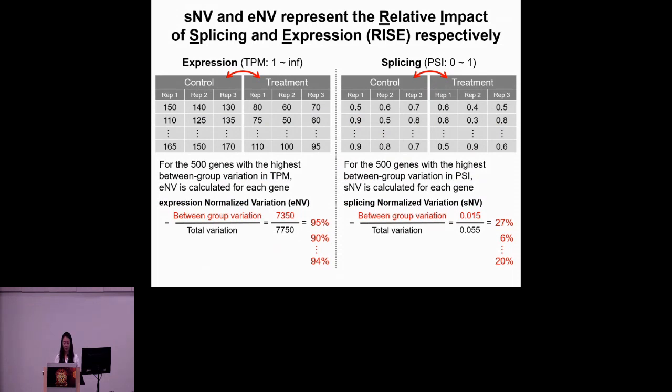And finally, we assess whether expression or splicing has a greater impact by a t-test to determine which one has a greater effect. So with this RISE method we developed, we next sought to test RISE to see if it really works as we proposed.